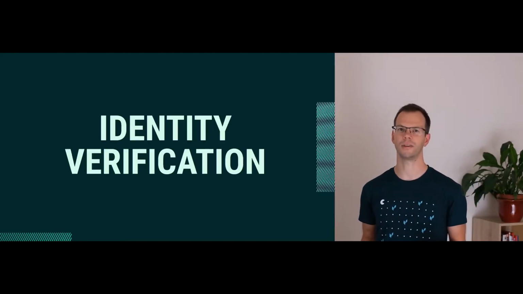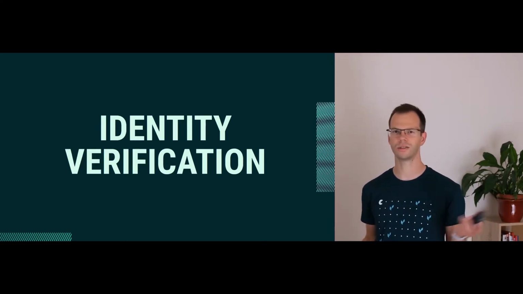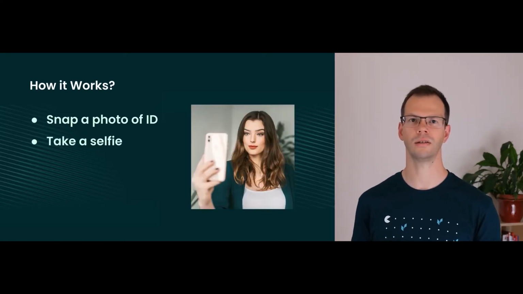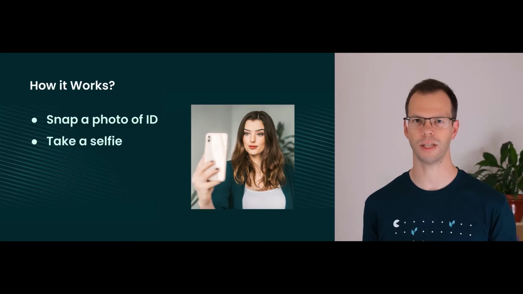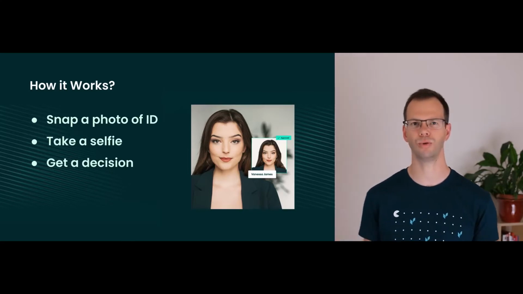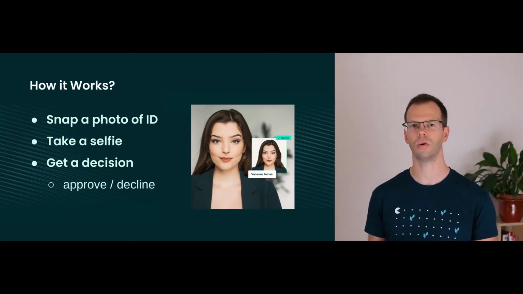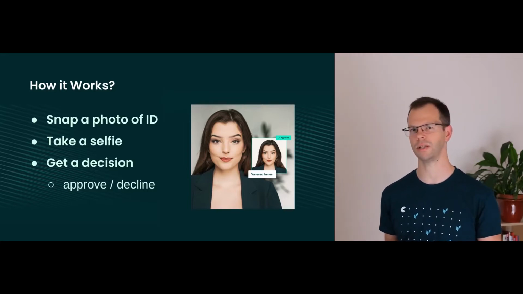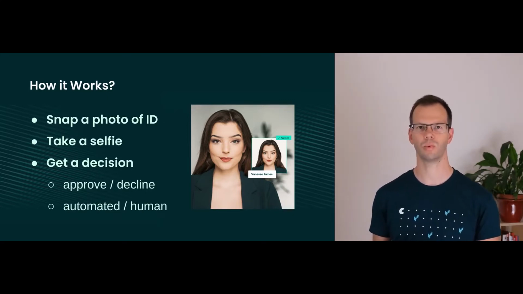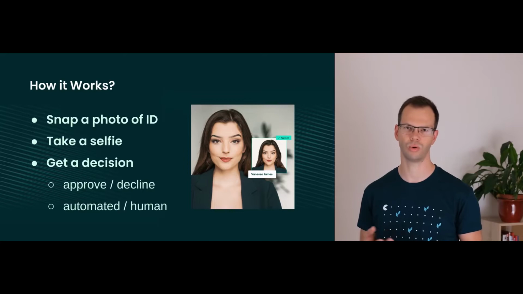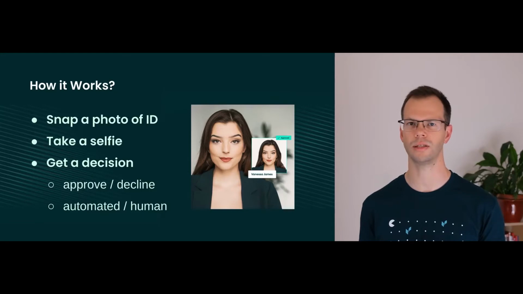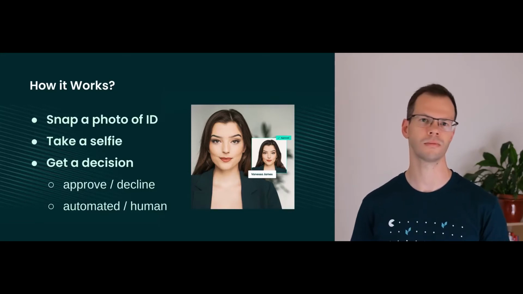Let's look at how identity verification works from user's perspective. It's really very easy. You first take a photo of your document, then a photo of yourself, and then you just wait a couple of seconds until we give you a decision. And the decision is usually either approve in case everything was fine, or decline if we see that something is missing or wrong. And we make most of those decisions automatically, but we also have human verification specialists who act as a backup in case of more complex cases where automation is unable to make confident decisions.